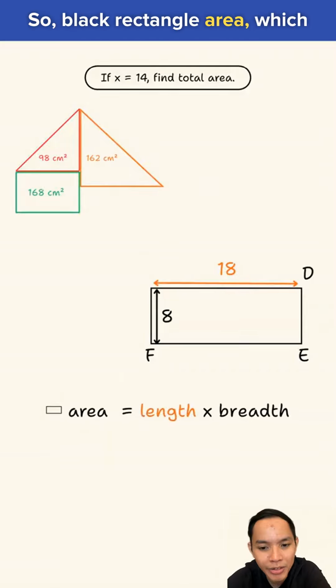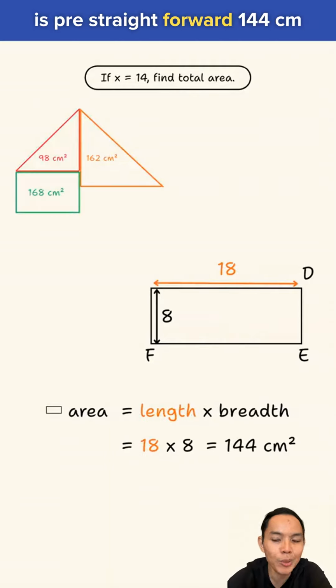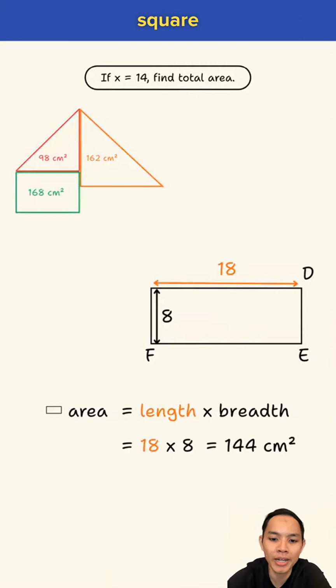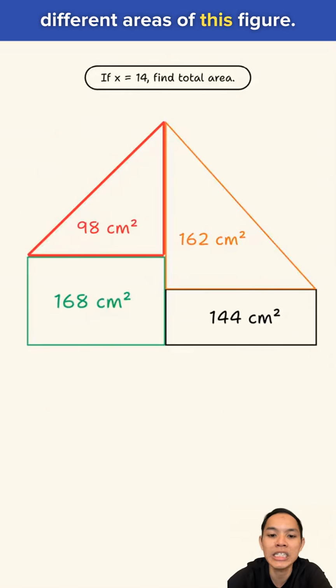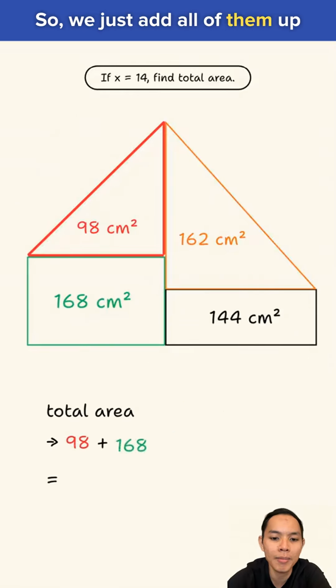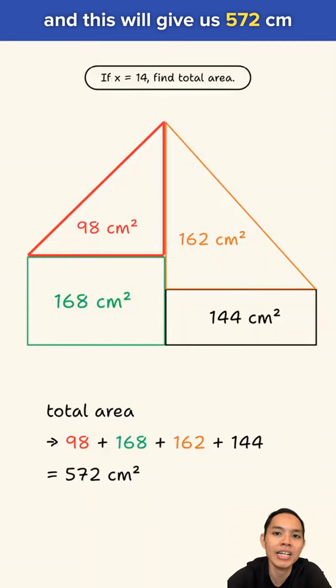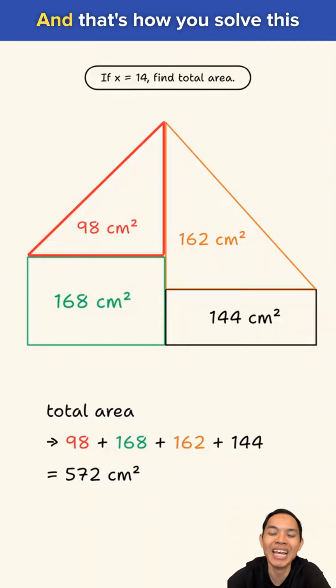The black rectangle area is pretty straightforward, 144 centimeters square. Lastly, we want to get all of the different areas of this figure. So we just add all of them up, and this will give us 572 centimeters square. And that's how you solve this PSLE math question.